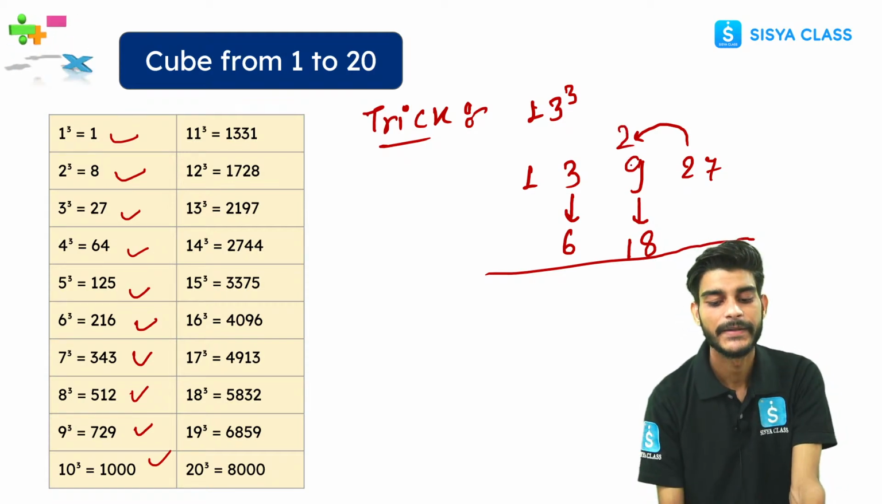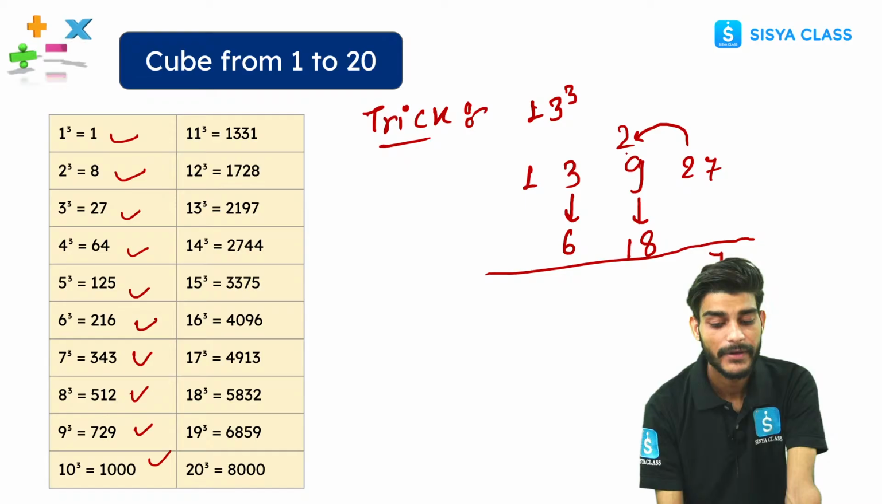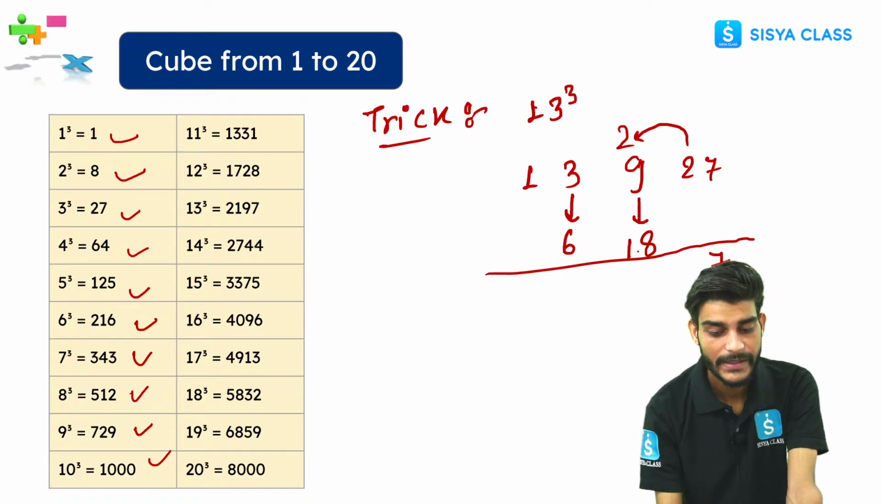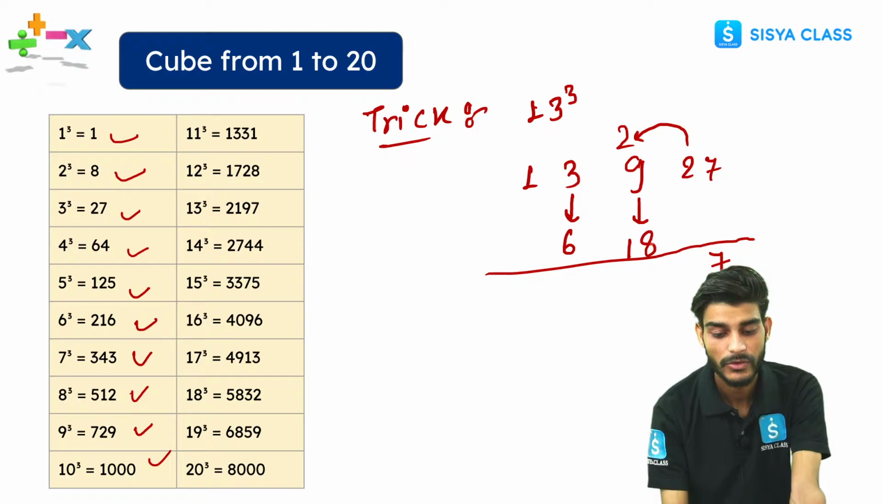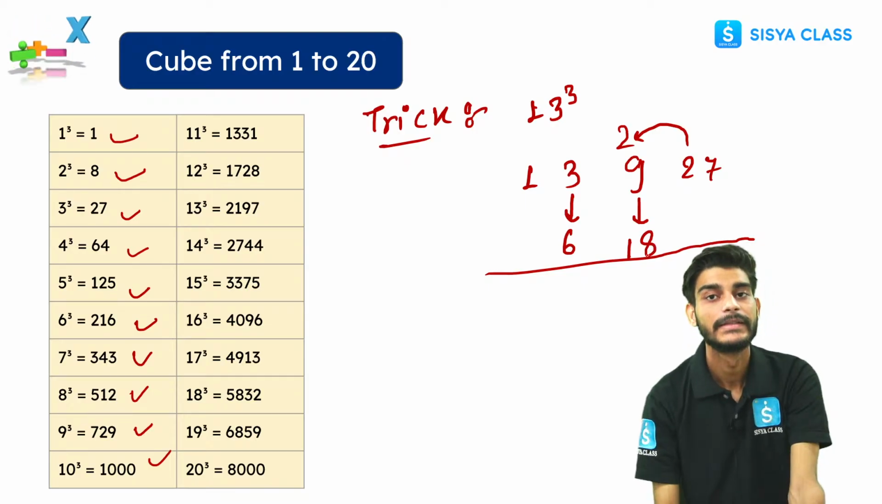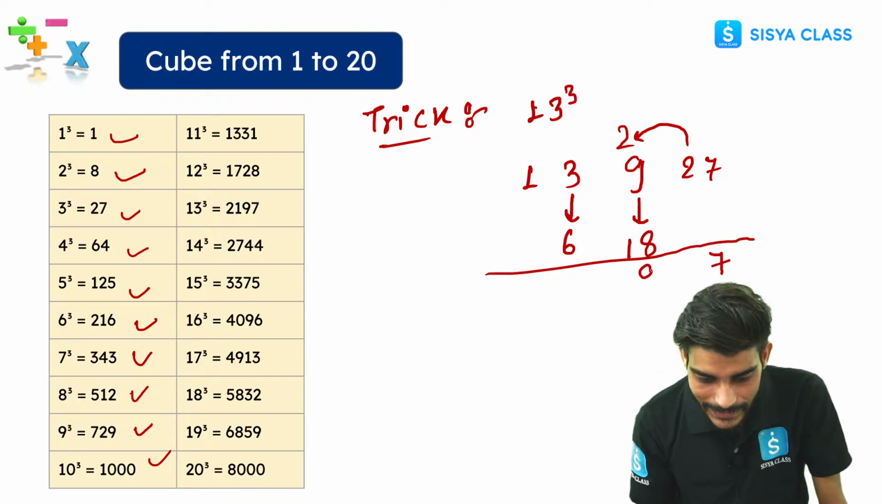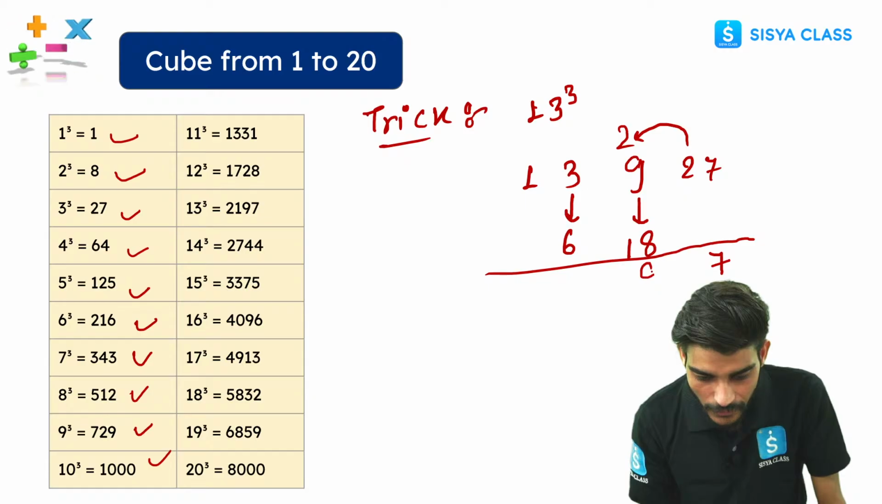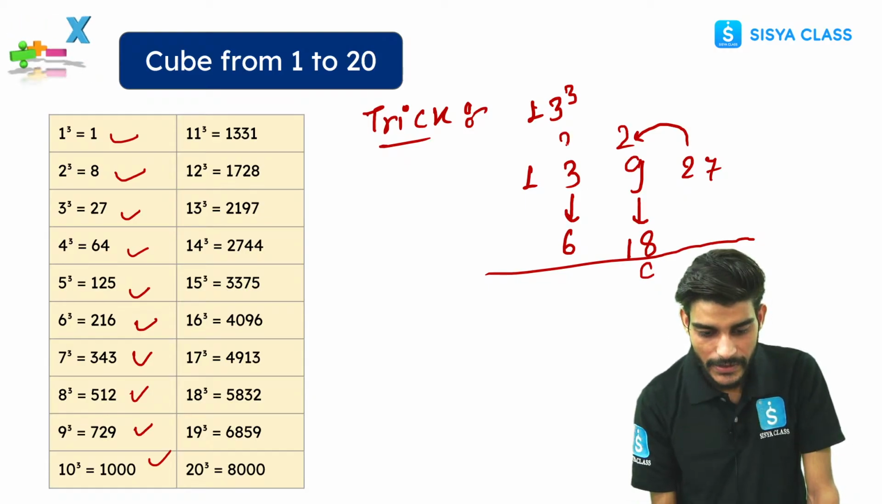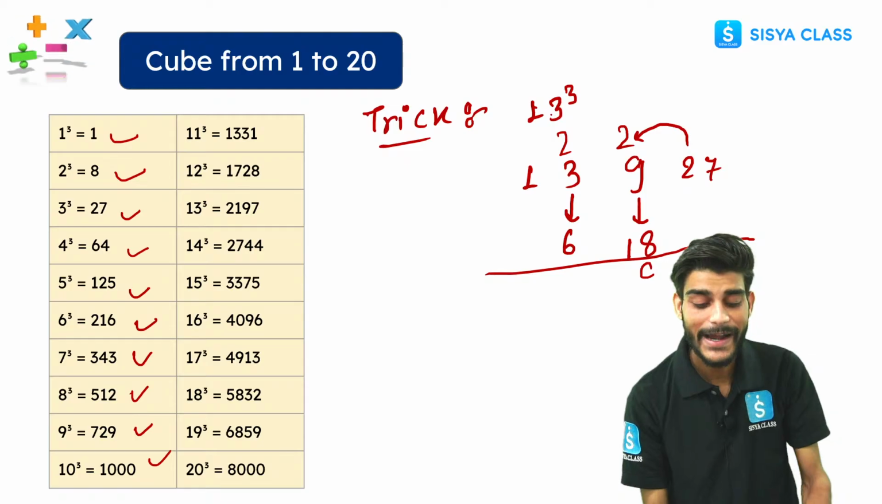Now just add it. 9 plus 2, 11, right? 9 plus 2, 11, 11 plus 10, 21, 21 plus 8, 29. So I'll write 9 here and 2 will carry forward, right? I'll write 2 here again. We have to find the cube of 13.